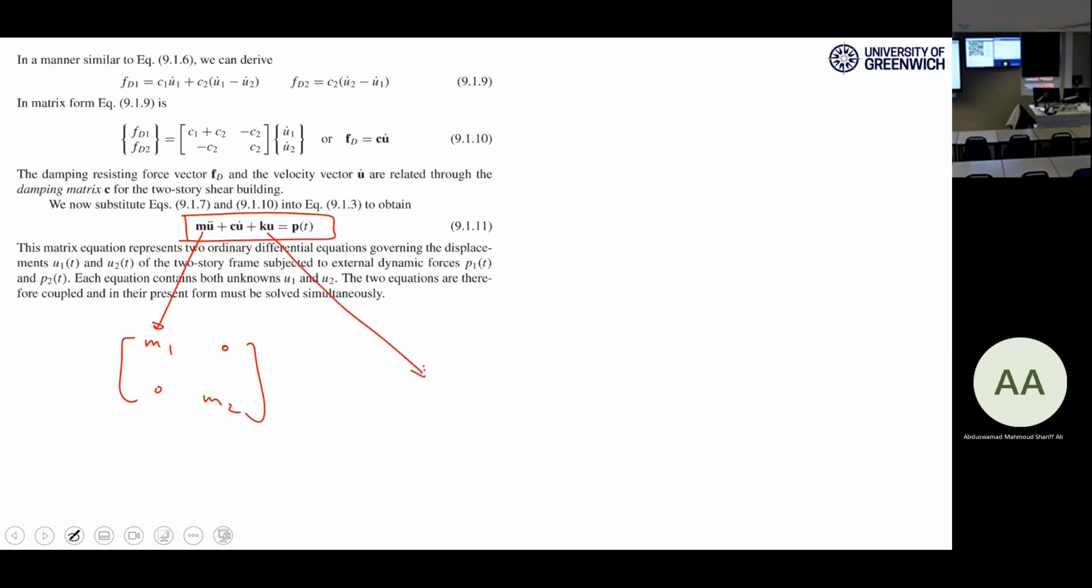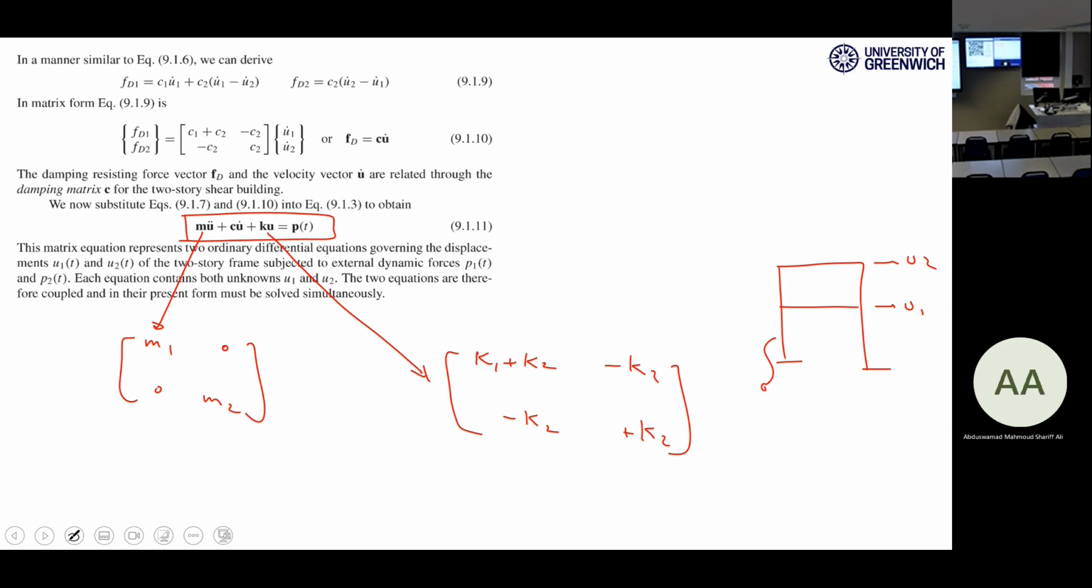The K matrix is K1 plus K2, minus K2, minus K2, plus K2. K1 is the summation of stiffnesses of all the columns in the first story. What does stiffness mean? Stiffness means, for example, you have two columns here. This is the first story, this is the second story.